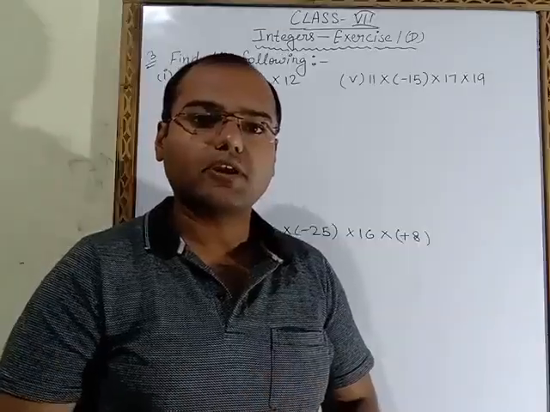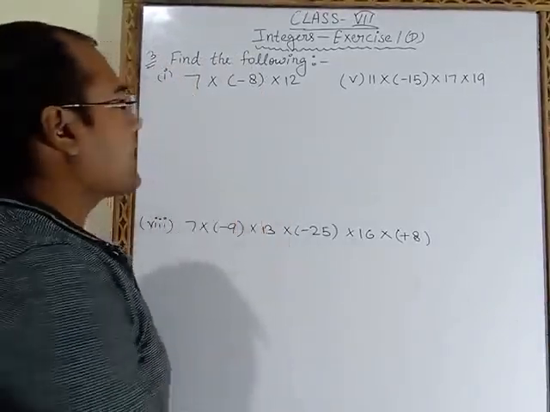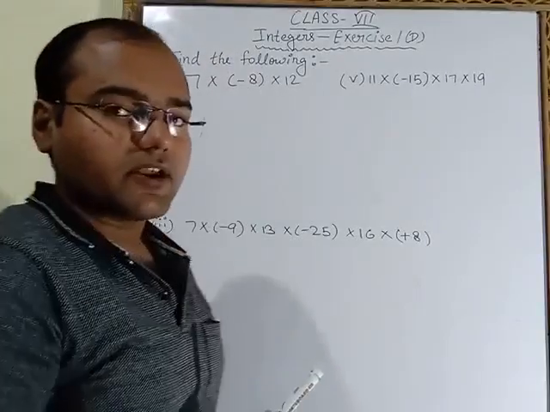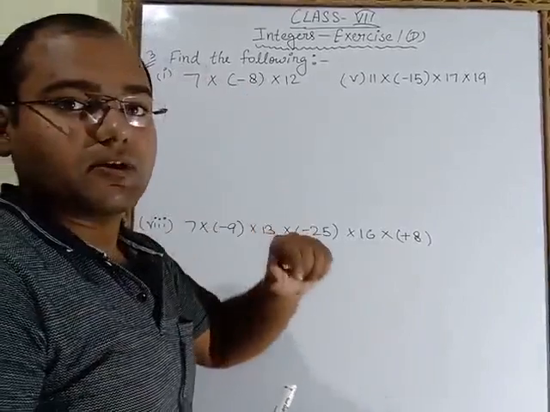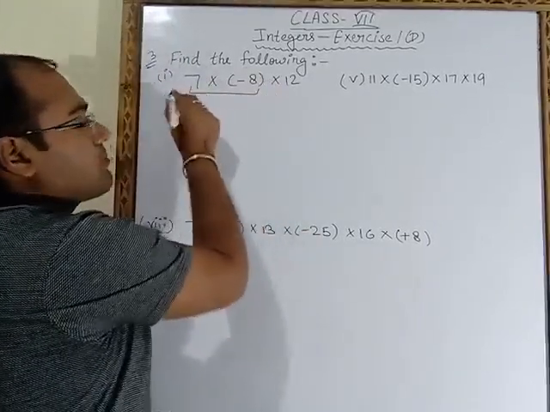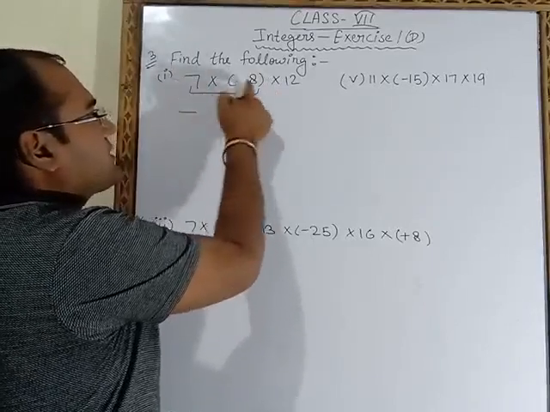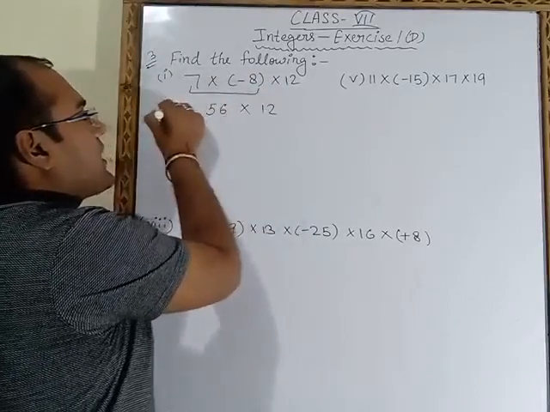Now see question number 3. Third question, first part. Here we have to multiply 3 numbers. In the first question what had we done? We had multiplied two numbers. But now we have to multiply 3 numbers. So in this case what do you have to do? First of all you have to multiply the first 2 numbers. So what sign is coming here? Plus sign. Plus minus minus. 8 7s are 56. Multiply 12 we have to write as it is.